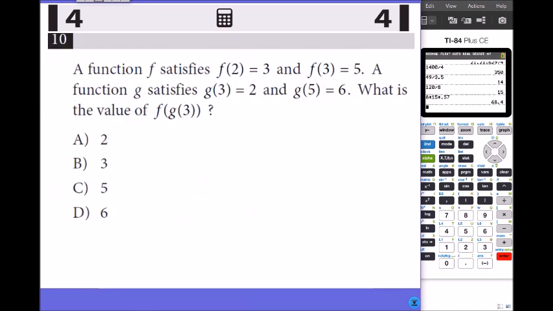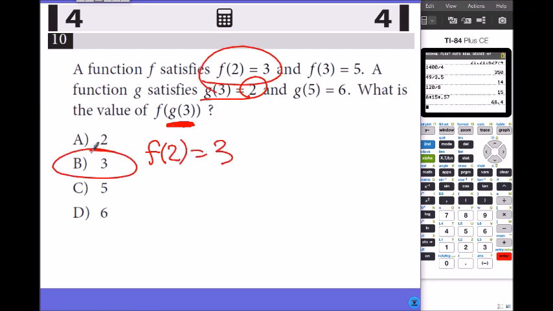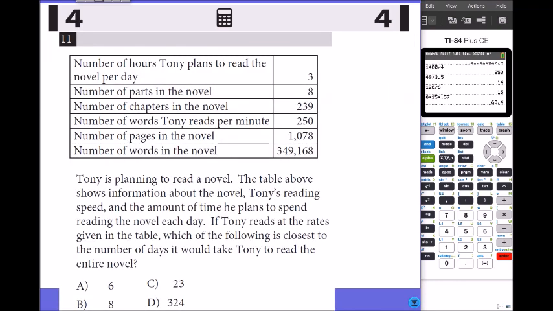Number 10. A function f satisfies f of 2 equals 3. f of 3 is 5. A function g satisfies g of 3 is 2. And g of 5 is 6. What is the value of f of g of 3? So you start from inside the parentheses with g of 3, which is 2. So then it's the same as f of 2. What is f of 2? It is 3. So it is B. Start from inside. Go inside out.